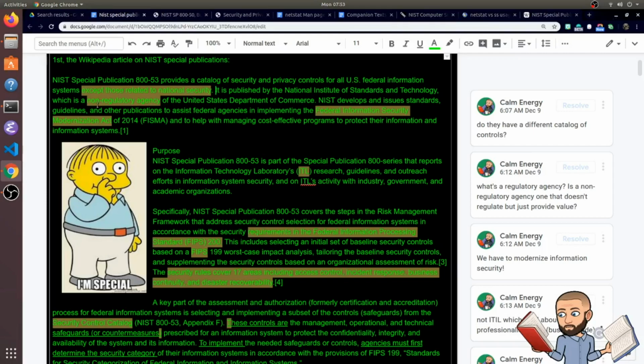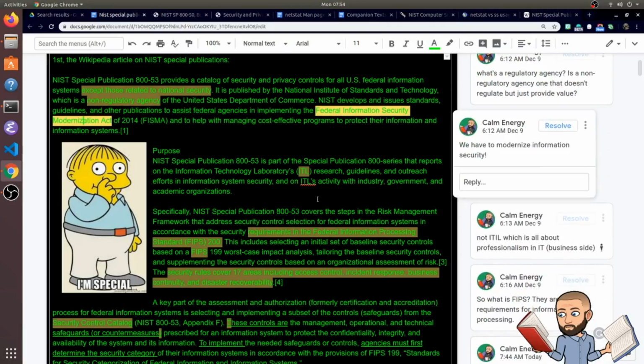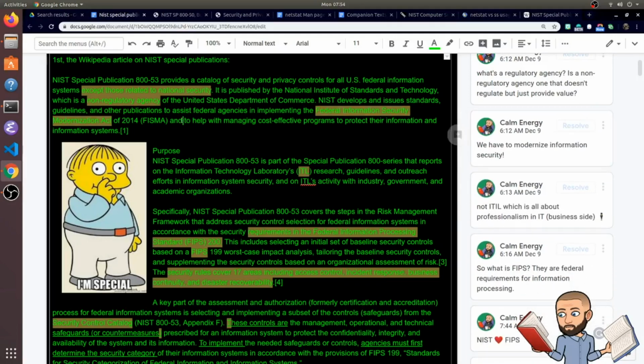Another confusing point that comes up pretty quickly is they eventually say this publication by NIST is a non-regulatory agency of the United States Department of Commerce. I'm pretty sure many of the things in this NIST special publication are literally required by law. If you don't know much about NIST, watch my video called Who is NIST? But they say right here, NIST develops and issues standards, guidelines, and other publications to assist federal agencies in implementing the Federal Information Security Modernization Act. So yeah, it's good to modernize information security. But this publication is also supposed to help with managing cost-effective programs to protect their information and information systems.